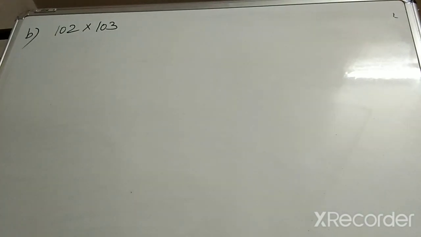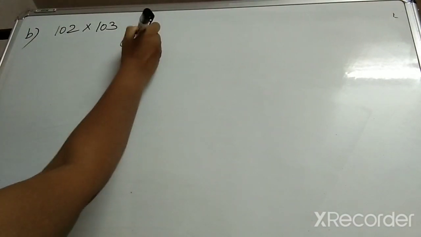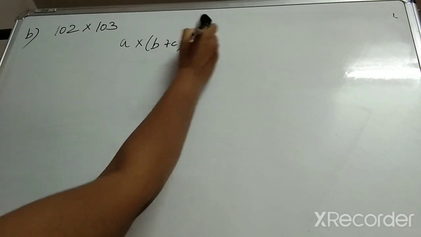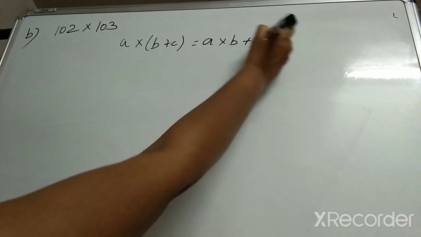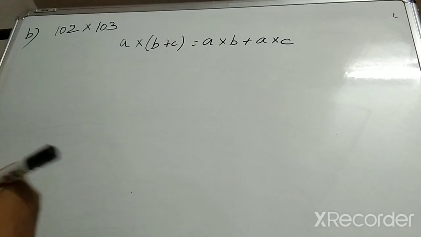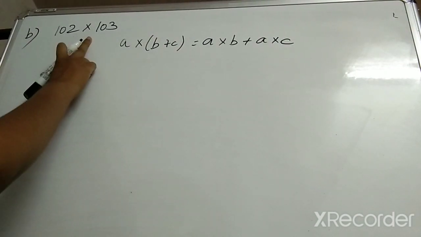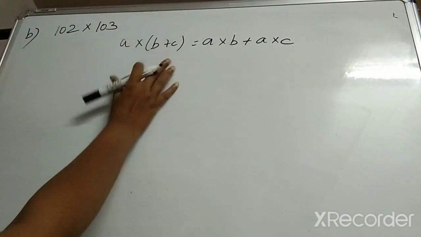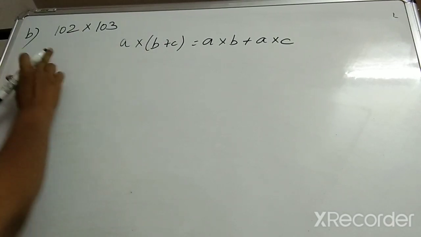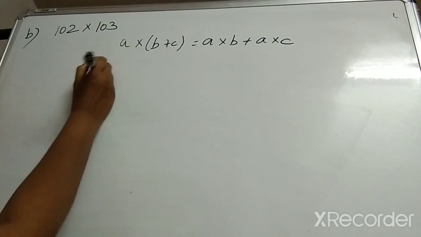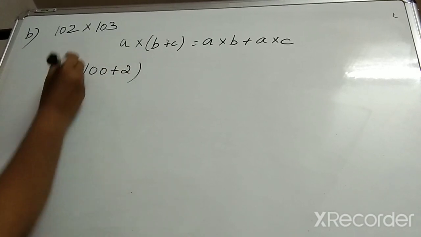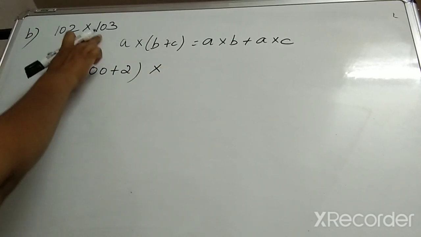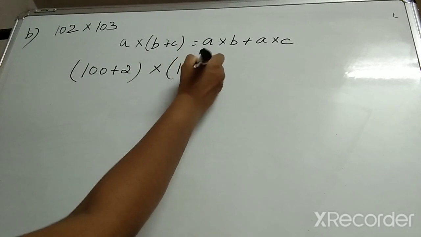Next sum, 102 into 103. Here also we have to make it in the form of distributive property. So what is our distributive property? A into (B plus C) is equal to A into B plus A into C. Yes or no? Now this 102 into 103, we have to make it in this form. For that, 102 I am writing as 100 plus 2. And 103 I am writing as 100 plus 3.